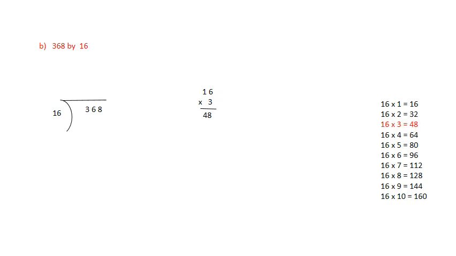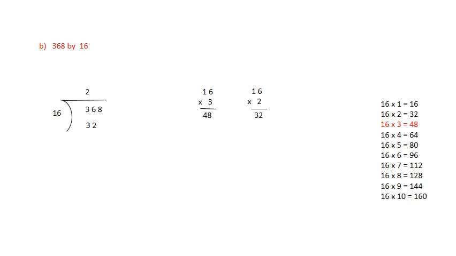16 threes are 48. Now, 48 is greater than 36. So what will we do? We'll take one number less. Instead of 3s, we will see 2s. Now look here. 16 twos are 32. So we'll write down here 16 twos are 32.